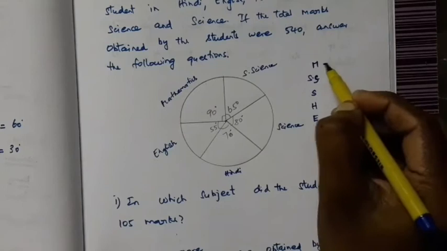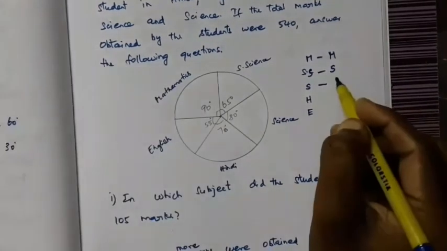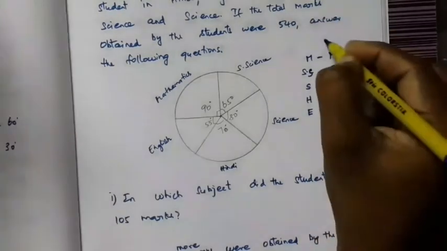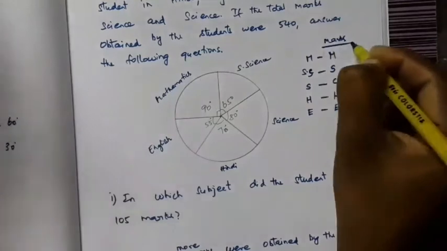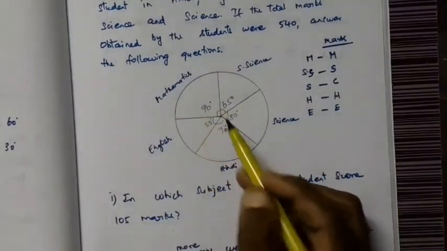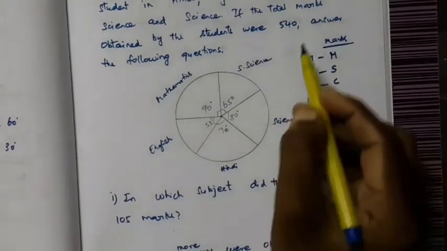So let M be the mark here, S be the mark here, let C be the mark, H be the mark and E be the marks. I don't know what those marks are. They didn't give the marks, they have given only the angles. If you add all the marks together, you will get 540.